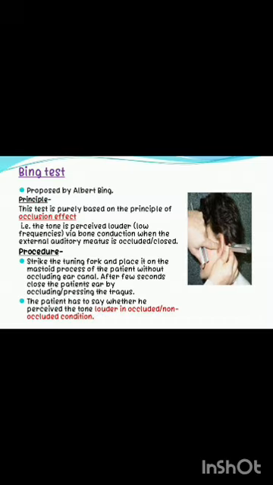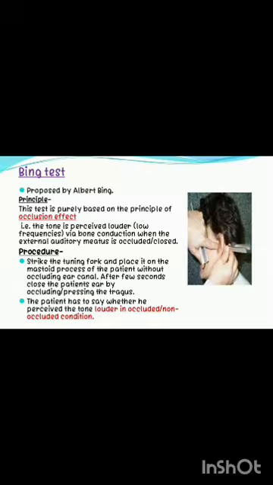Now let us look into the Bing test in detail. The Bing test, proposed by Albert Bing. Principle: this test is purely based on the principle of occlusion effect. Procedure: strike the tuning fork and place it on the mastoid process of the patient without occluding the ear canal.